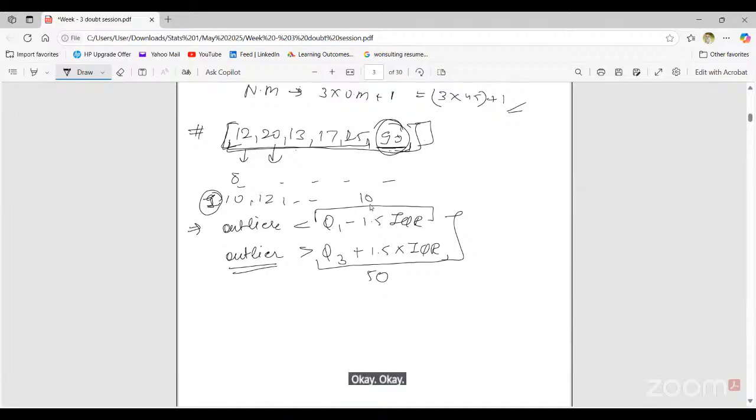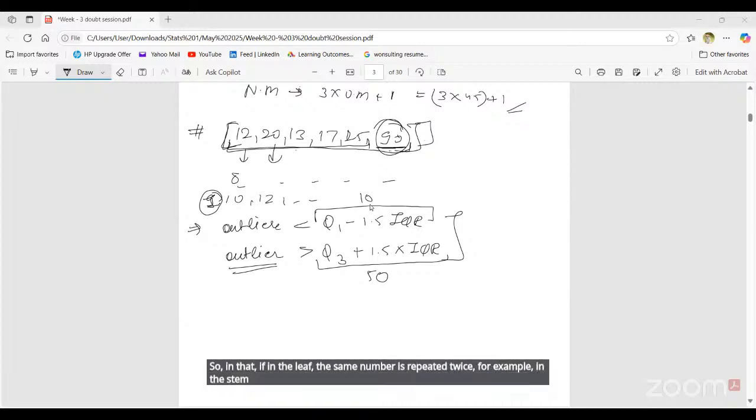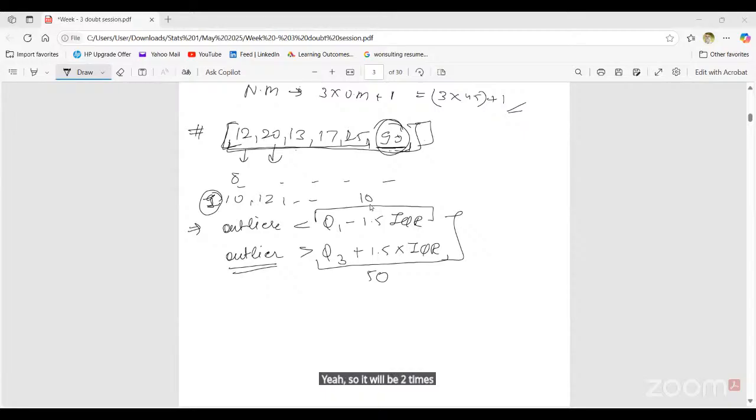Thank you so much, ma'am. Another general doubt: in a stem and leaf plot, if the same number is repeated twice in the leaf, for example in stem 5 there are two 2s in the leaf, will we have to consider 52 two times? Yes, take the data as 2 times. So n will also be counted, right? Yes. Okay, thank you so much, ma'am.